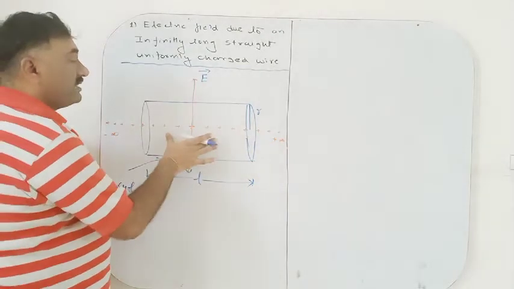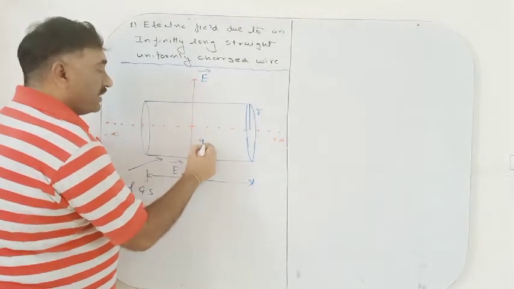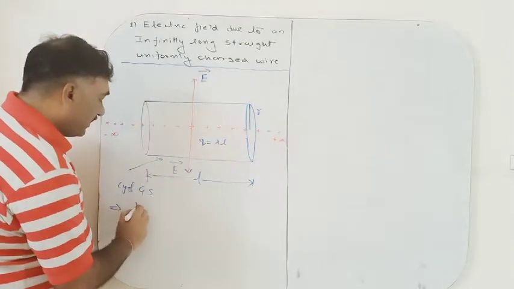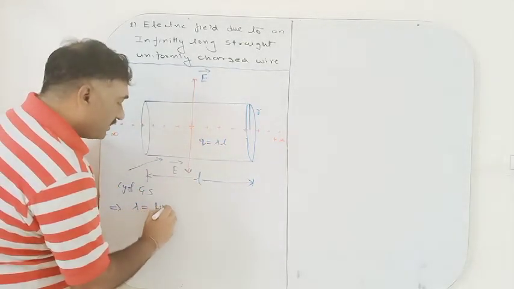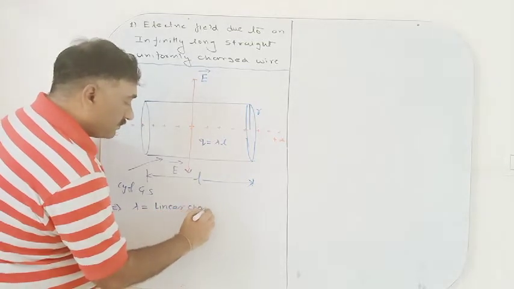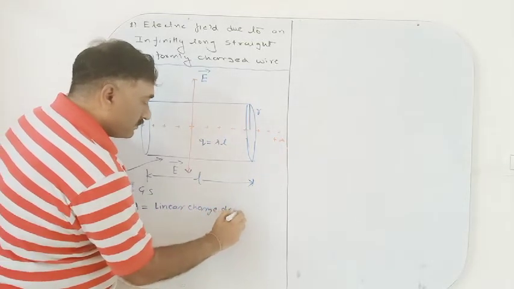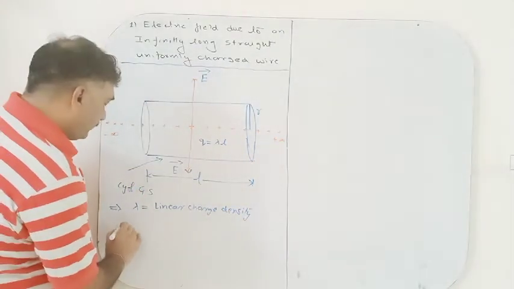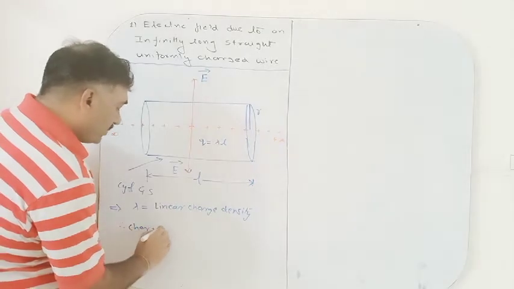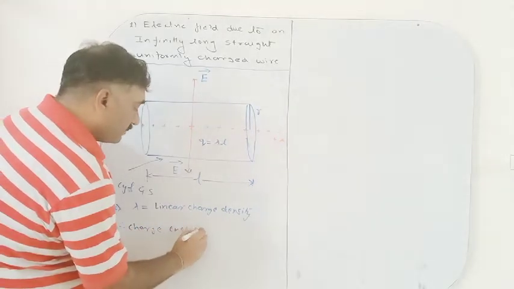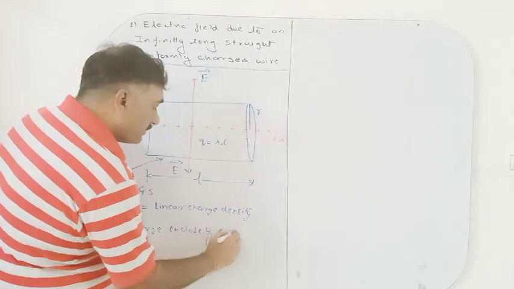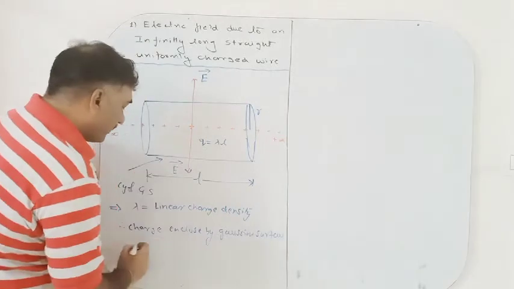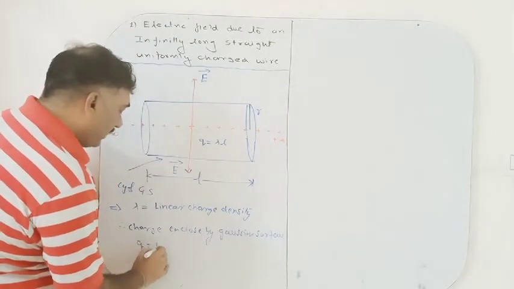Then how much charge is enclosed by the surface? The charge is equal to lambda into L. So what is lambda here? Lambda is the linear charge density. Therefore, the charge enclosed by the Gaussian surface, Q, is equal to lambda multiplied by L.